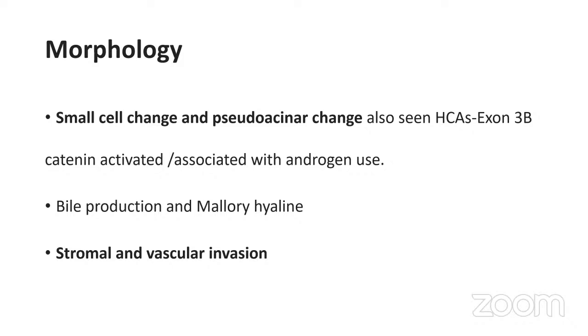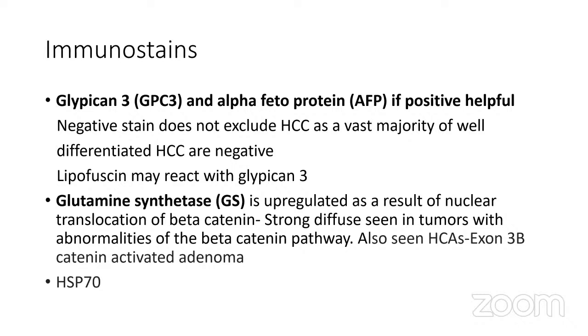So the immunostains which I mentioned briefly are glypican-3. So if positive is helpful, but a negative stain does not really exclude an HCC, as the vast majority of well-differentiated HCCs, 70 to 80% of the well-differentiated HCCs, are actually glypican-3 negative. So when you're interpreting the glypican-3, remember lipofuscin may react with glypican-3 also.